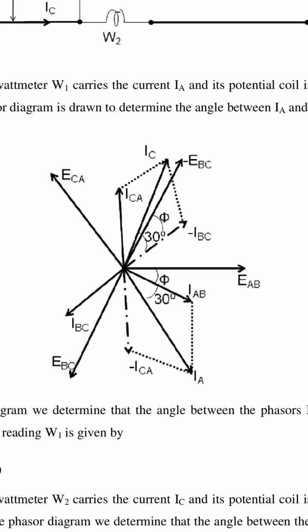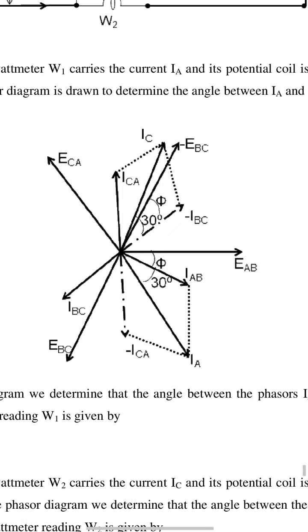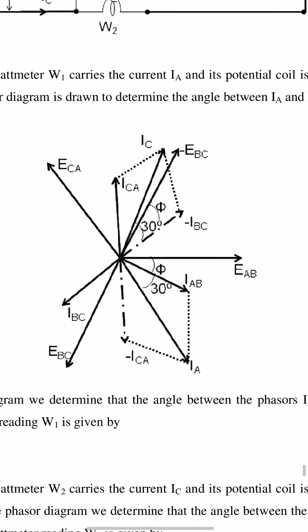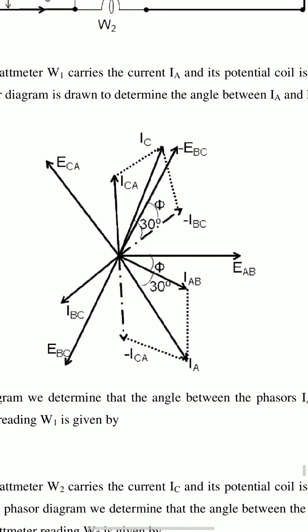Here, observe this one. EAB is along the x-axis, and EAB, EBC and ECA are displaced by 120 degrees. So here the currents are IAB, IBC, ICA. The line current IC is the resultant of ICA and minus IBC. This will give that resultant line current, that is IC.